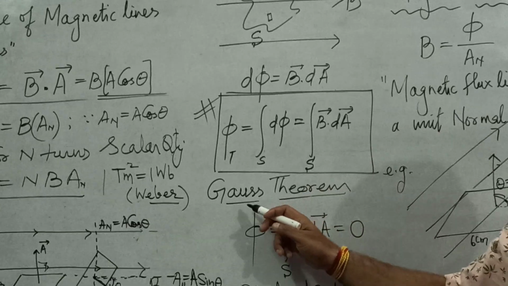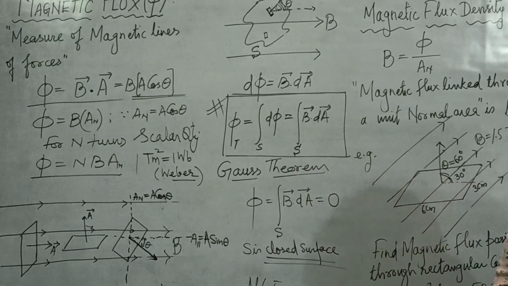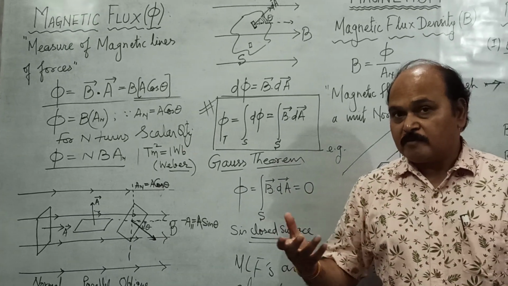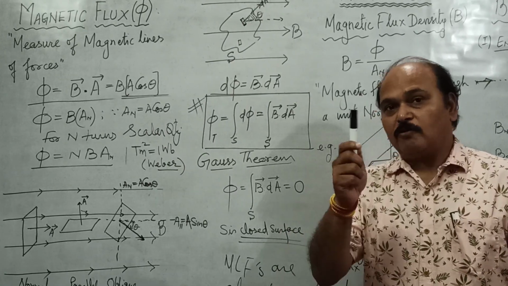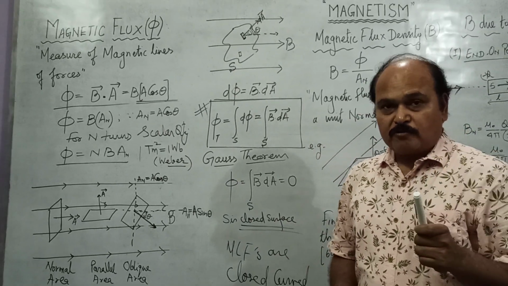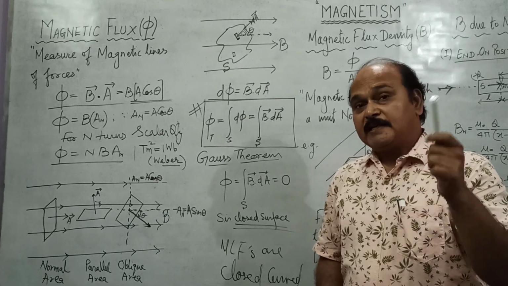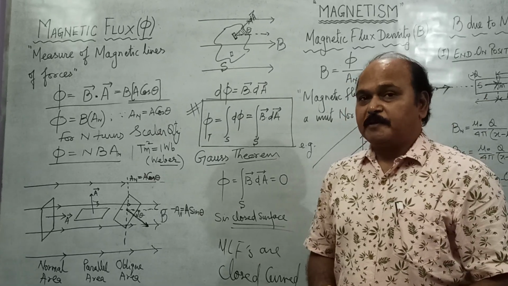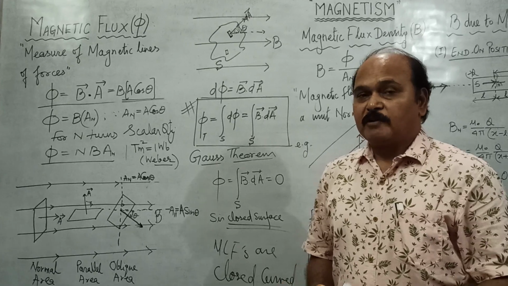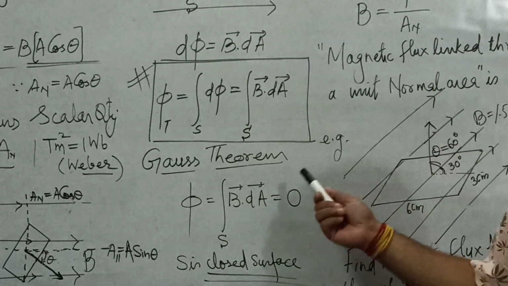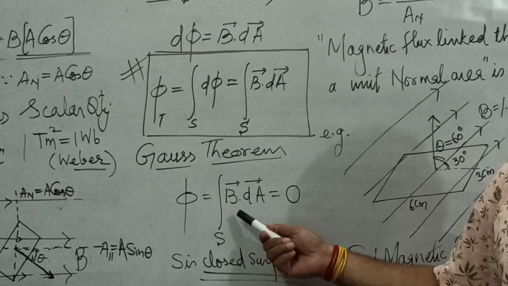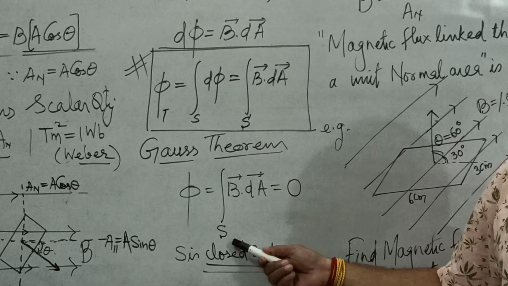Next is Gauss theorem. In electrostatics we have studied Gauss theorem as what? Net flux passing through any closed surface is always equal to the ratio of net charge enclosed to the permittivity of free space. Net electric flux is the surface integral of E dot dA. Well, here net flux passing through any surface S is the surface integral of B dot dA.